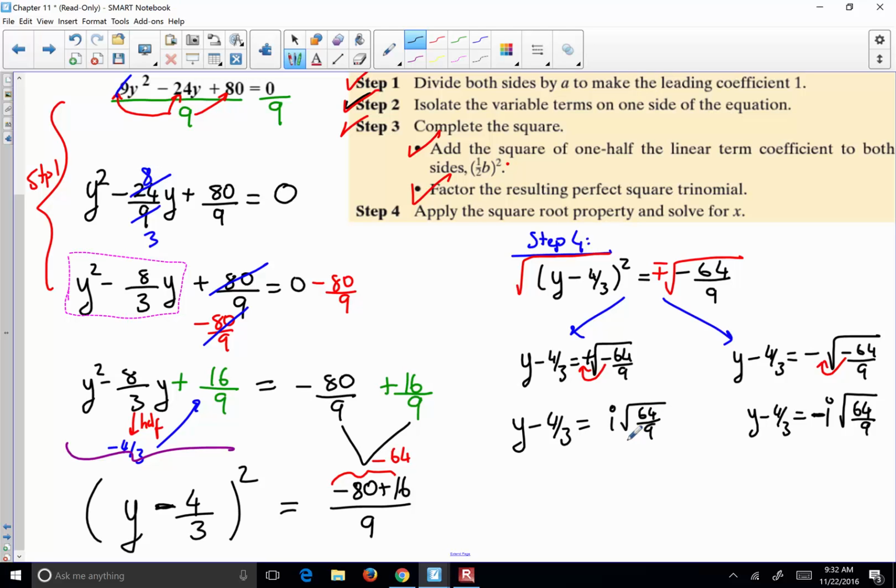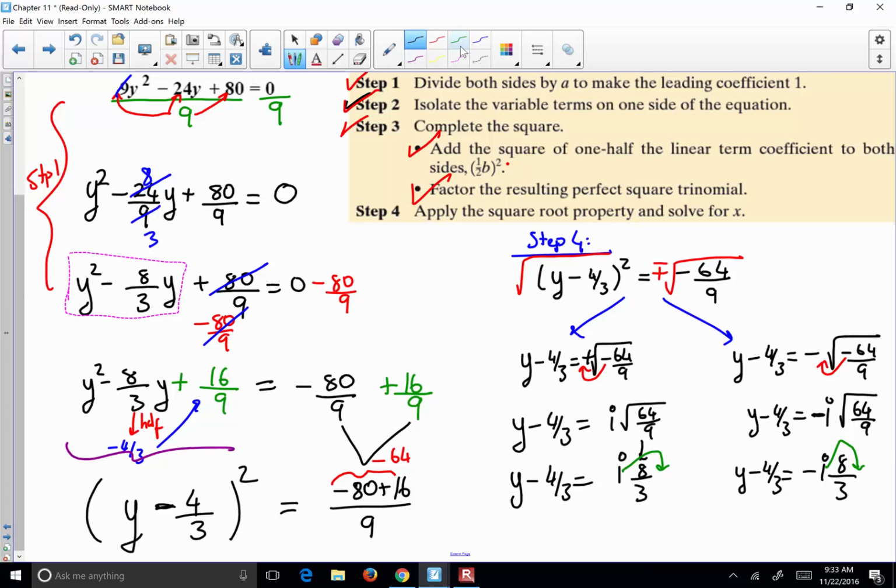Next, can you save 64/9 from this jail? Can you? Yes. What is the square root of 64? What is the square root of 9? So you can save them. 64 is 8 squared, 9 is 3 squared. Both pay the fee to the guard and they come out. So you actually have 8/3 i here. And same deal on the other side, 8/3 i. But we like i's after the number. Okay, I'm going to move them right after the number.